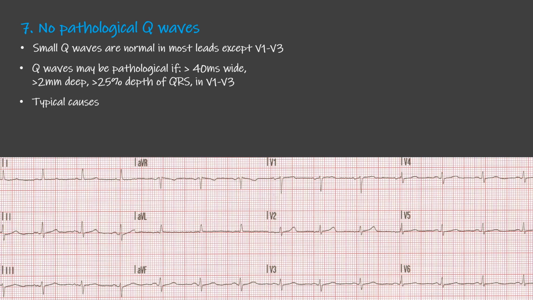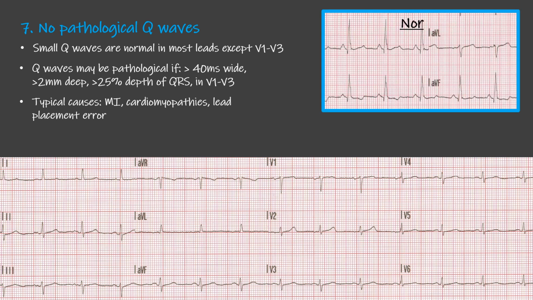Now, typical causes of pathological Q waves include MIs, which are either old or new, cardiomyopathies, and you'll often see them in lead placement errors. So in this example ECG, we can see that there are no Q waves in any of the leads, which is normal. So quite frequently ECGs just won't have Q waves in any leads. So we'll now look at a few examples.